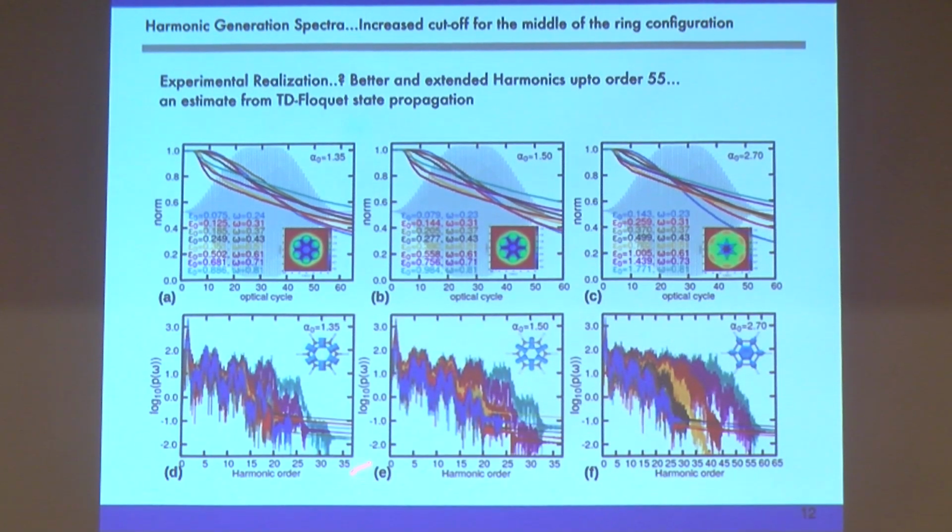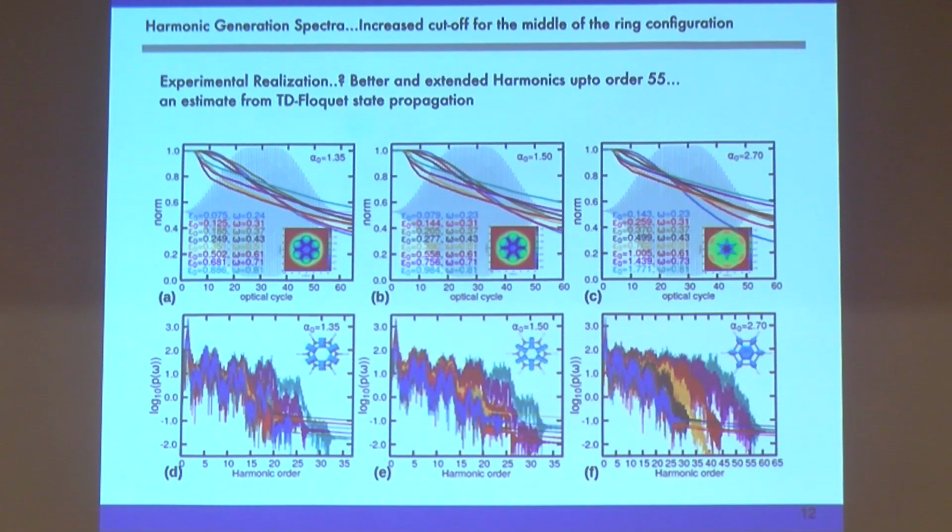Now, if you look at harmonic generation spectra, when alpha 0 is 1.35, this is when the electrons are not in the middle of the ring. This is when the electrons are touching, so the harmonics that you get is up to 30. But when you take alpha 0 to 2.70, where you have electrons in the middle of the ring, the harmonics which actually come out is double the number. So if you want to come up with a semi-classical explanation for this, it's a balance between the ponderomotive force and the ionization potential, and so on and so forth.